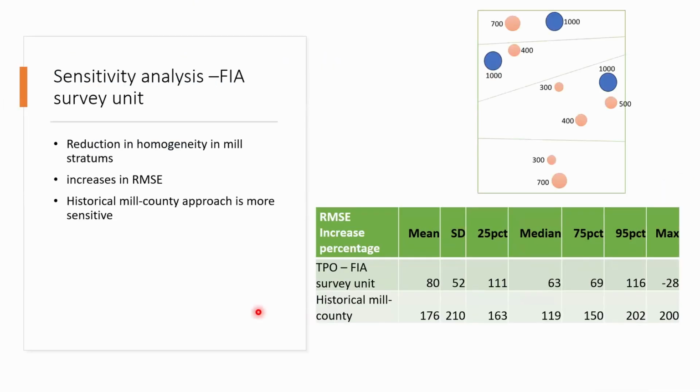Okay, and then when you use the FIA survey unit, because using the FIA unit sampling frame will reduce the homogeneity in the mill stratum, the MCF within one stratum are different. So in that case, the IMSE in prediction will increase, and historical mill county increases more. So it is more sensitive to the reduction in stratum homogeneity.